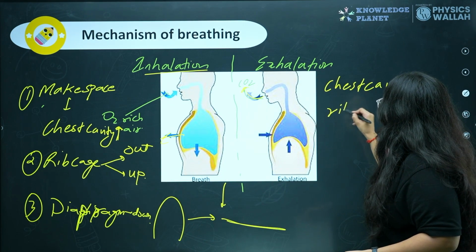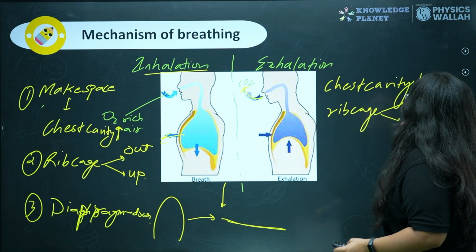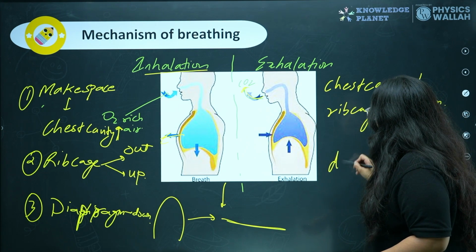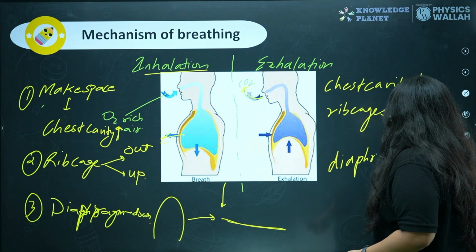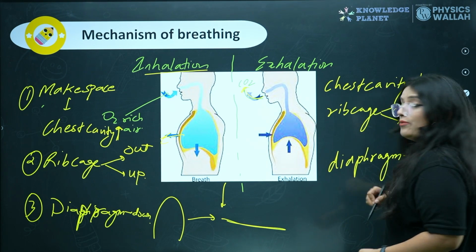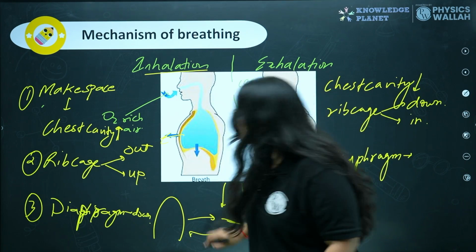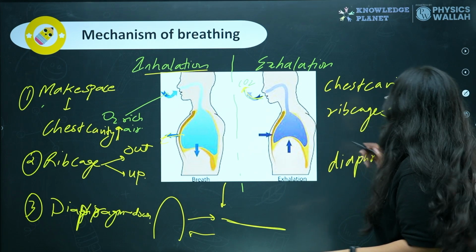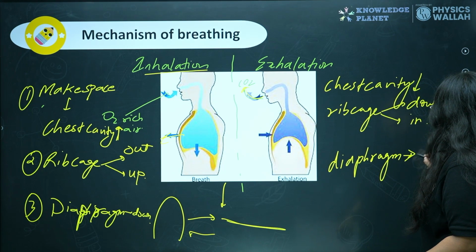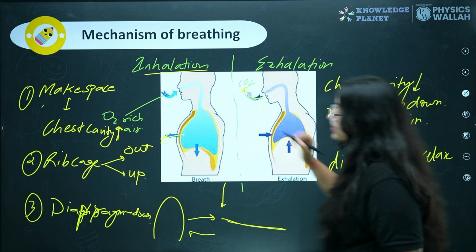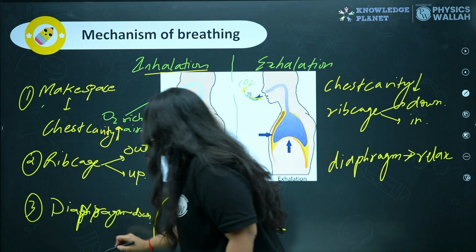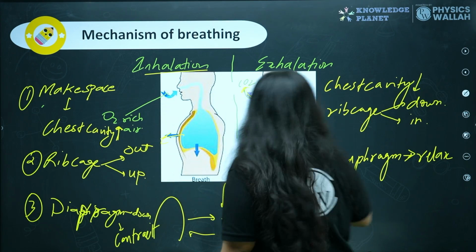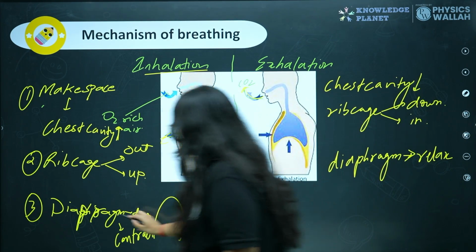So here you can see the rib cage will move down and inwards. Similarly, let's talk about this diaphragm. Your diaphragm will now again go back to its dome-shaped structure. So it will relax and become the dome-shaped structure. So here you can see that the diaphragm will again relax, whereas during inhalation, the diaphragm was contracting. Clear? I hope it's clear.